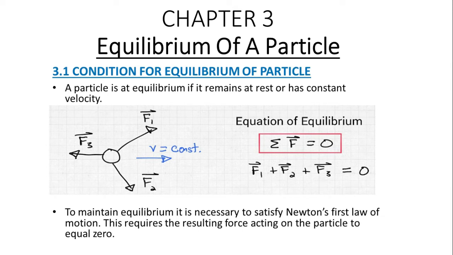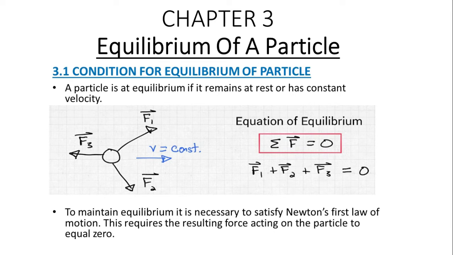A particle is at equilibrium if it remains at rest or it is moving with a constant velocity. So this is the most paramount condition for a system to be in equilibrium. Okay, now if you see this figure in which we have three forces acting, one is F1, the other is F2, and the third force is F3. If the system is at rest, it is fine, it is considered equilibrium, or if this system is moving with some constant velocity, it will still be treated as equilibrium.